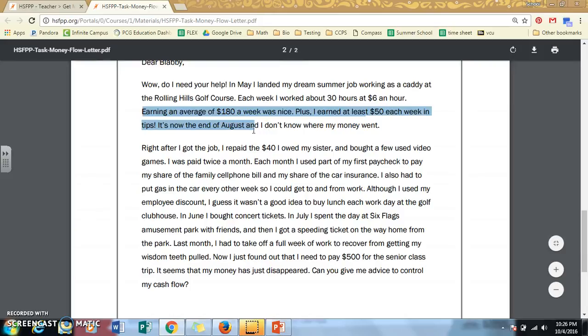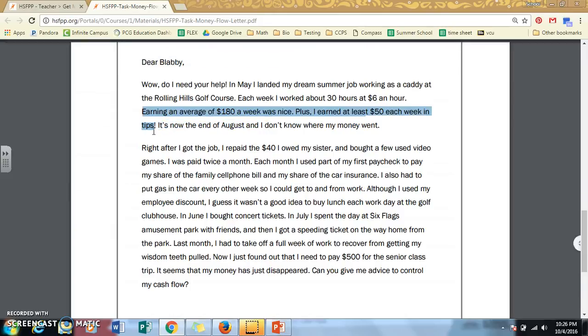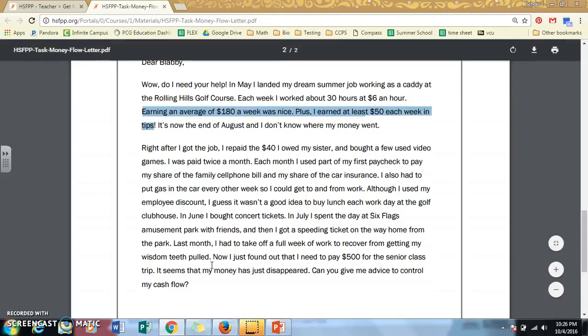So that is his anticipated income. $180 plus $50 is $230. So he anticipated that he was going to be making $230 each week. And he probably made very close to that each week, except for this week down here.